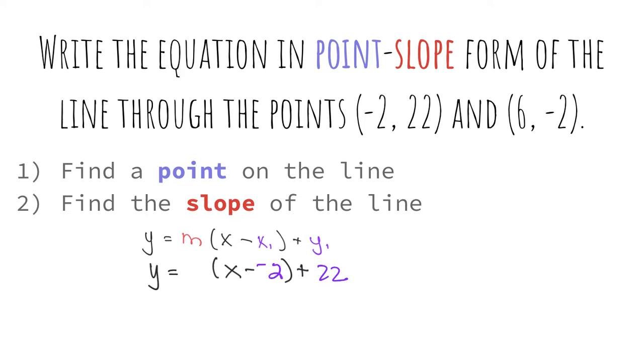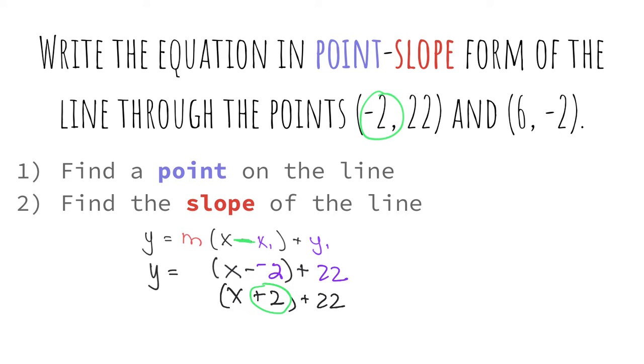If I'm rewriting this, it's going to be x. If you're subtracting a negative, that's the same thing as adding, and I still have my plus 22. That doesn't change the sign. Remember, you want this to be the opposite of the sign because of this built-in negative right here.